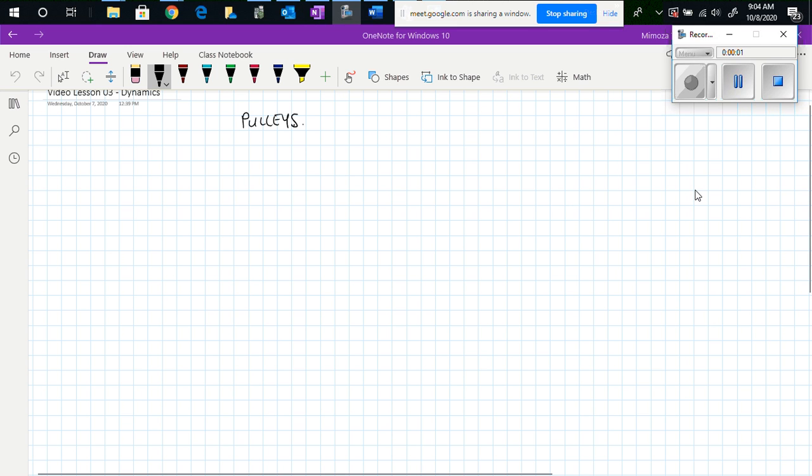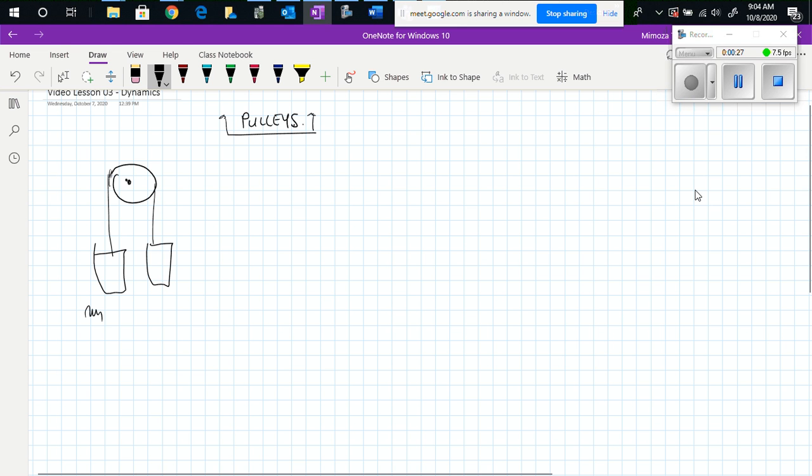Okay, so today we will start dynamics with pulleys. Let's initially see what a pulley is. If we have an object, or a pulley is like two masses that are tied together, mass 1 and mass 2, and are going through a pulley.